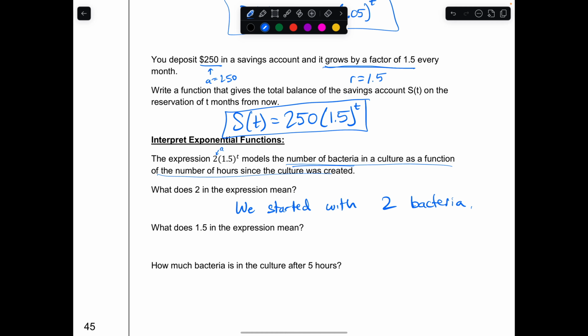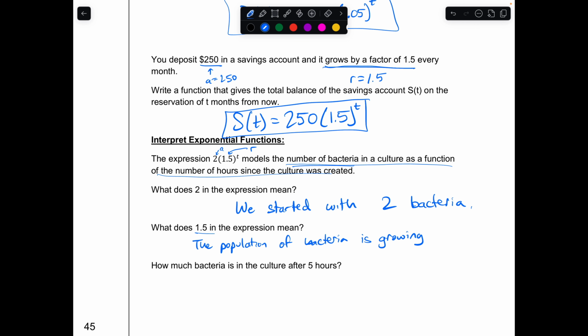All right, and then what does the 1.5 mean? Well, since 1.5 is where R is supposed to be our growth factor, if you can tell that 1.5 is the growth factor, then we just say the population of bacteria is growing. We know it's growing because 1.5 is bigger than 1.